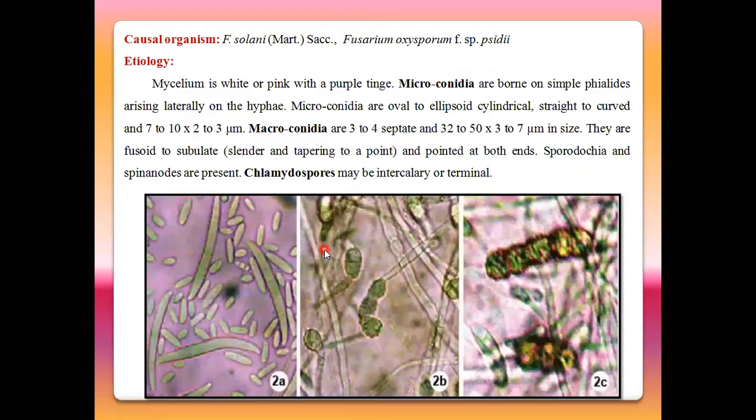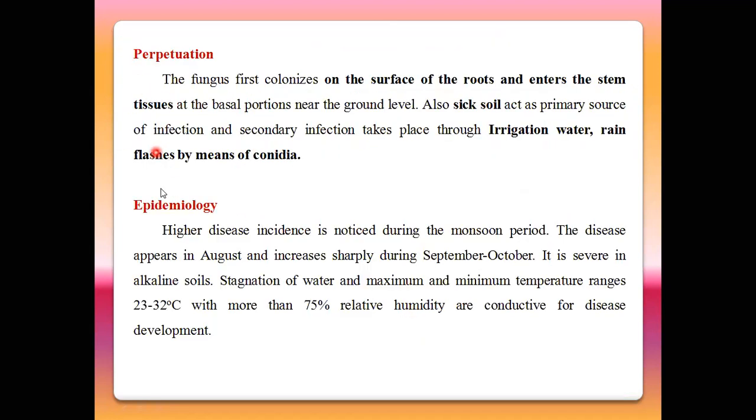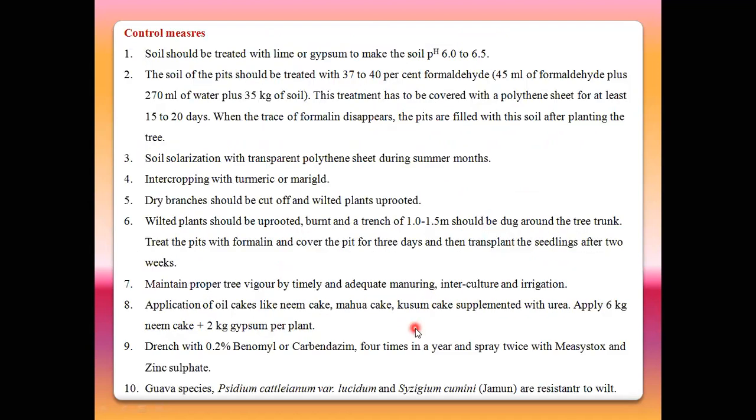Okay. Then this Fusarium solani or Fusarium oxysporum forma species psidii produces two types of conidia, macroconidia and microconidia, and also chlamydospores. Already I told you regarding the morphological parts of Fusarium oxysporum in respect to the Fusarium wilt of pomegranate and Fusarium wilt of banana. Then this is the perpetuation, this is the epidemiological part regarding the wilt of guava, and this is the management points.